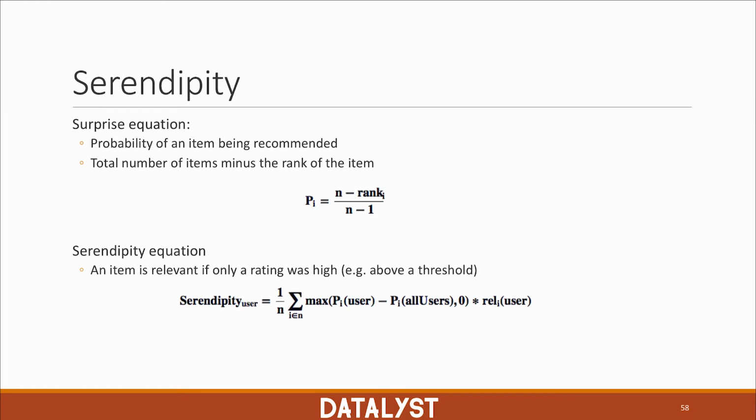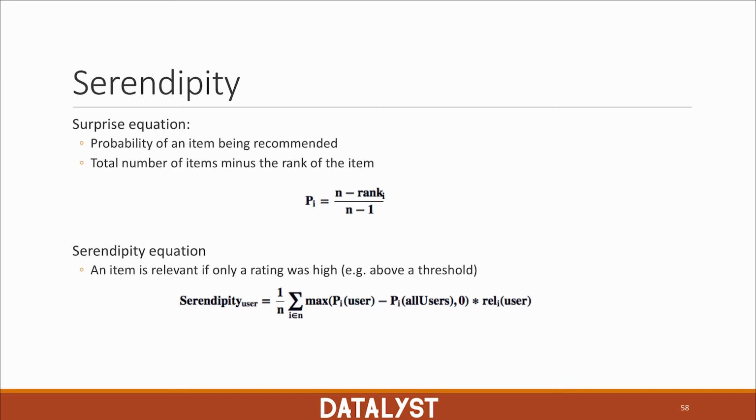So now let's talk about the serendipity. In order to define serendipity, the first thing we need to do is define the surprise equation. The surprise equation simply describes the probability of an item being recommended. This is calculated as follows. That's the total number of items n, and that's the rank of an item across all users. That is, how likely is it to be recommended if we don't know anything about the user. So we simply subtract the rank of the item from n, and then we divide by n minus 1.